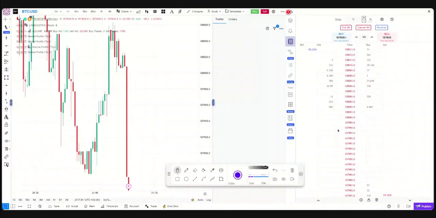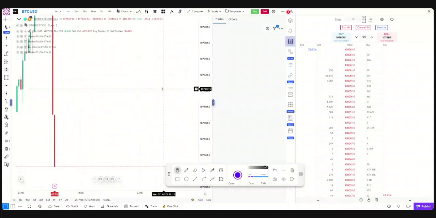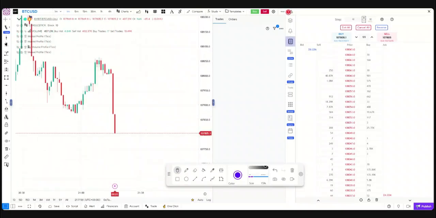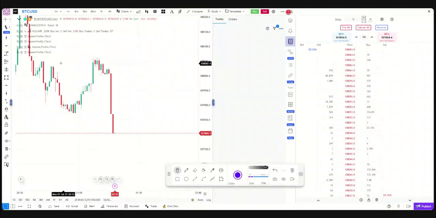So these we call iceberg orders. 40k is what I see as very large. Let me see whether there's something else. So 40k is what I see as very large. It's 108,060. Where is 108,060? Let me see 108,060. Yeah.